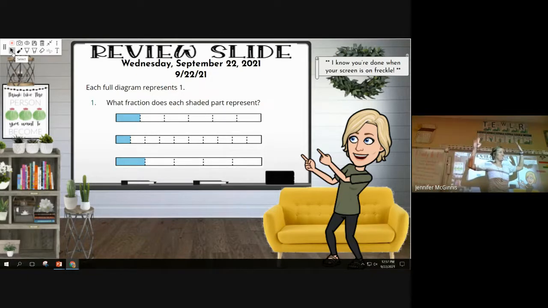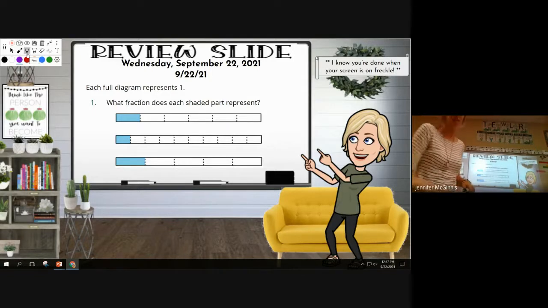Mirror words. The denominator is the total amount of equal parts in a fraction. The numerator is the number you have. Mirrors off. Who remembers that from yesterday? Good. Let's think about that as we are thinking about our review slide for today. So, what fraction does each shaded part represent? We are going to pick sticks today.